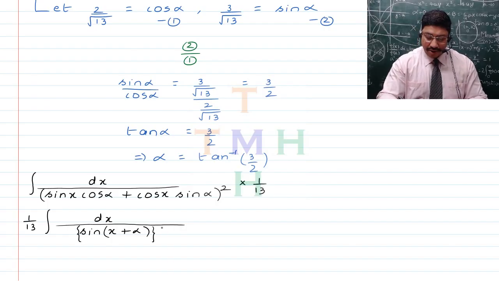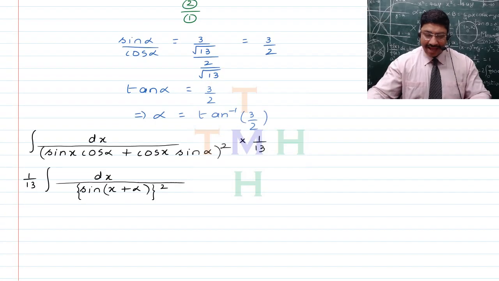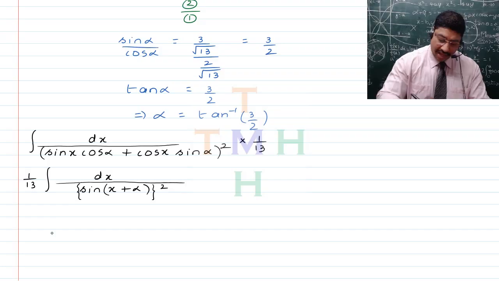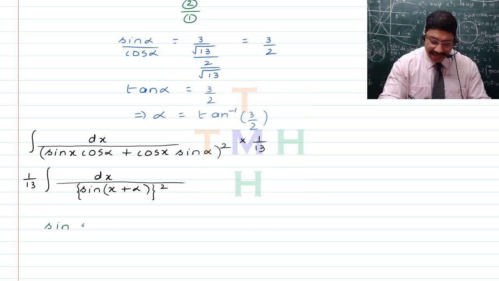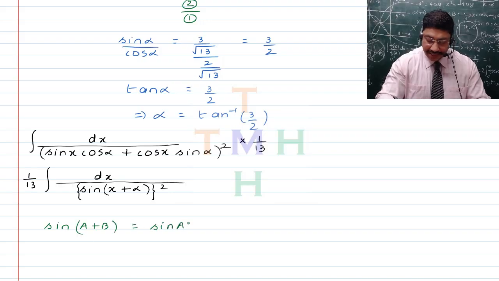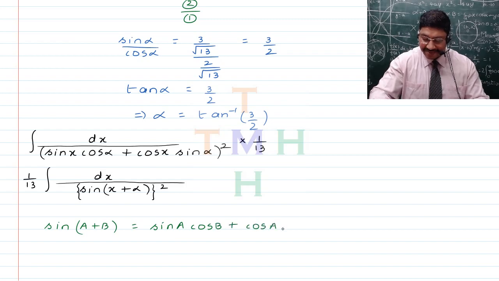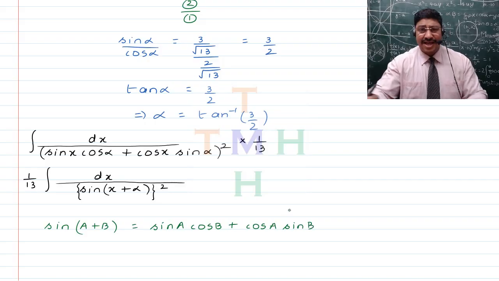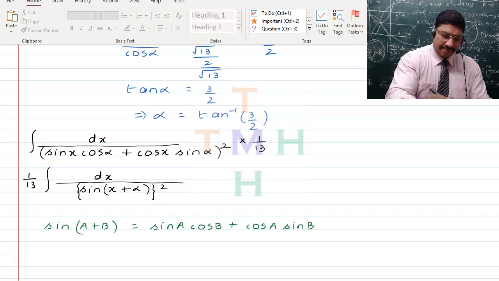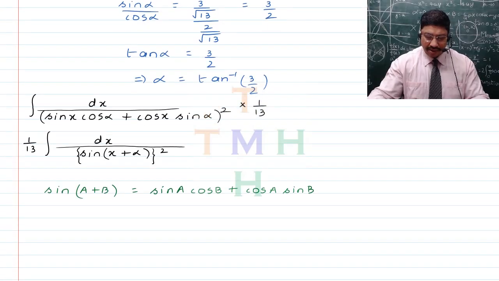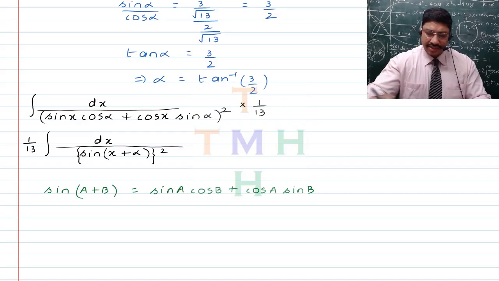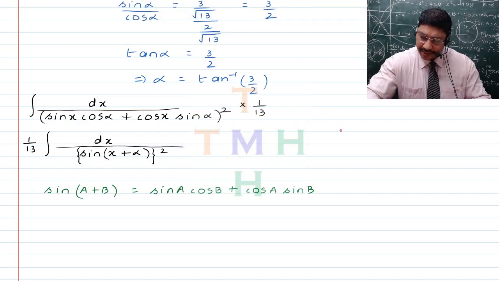That's because in compound multiple angles you've learned this formula, and I'll quickly reiterate this. So if say you have sine of a plus b, then that becomes equal to sine a cos b plus cos a sine b, right? Now do you see the magic happening? Very good. Okay, so we've applied this formula, and on applying this formula we now have got sine of x plus alpha whole square.